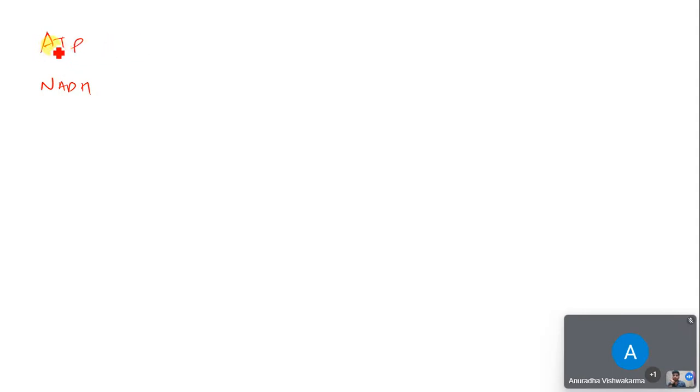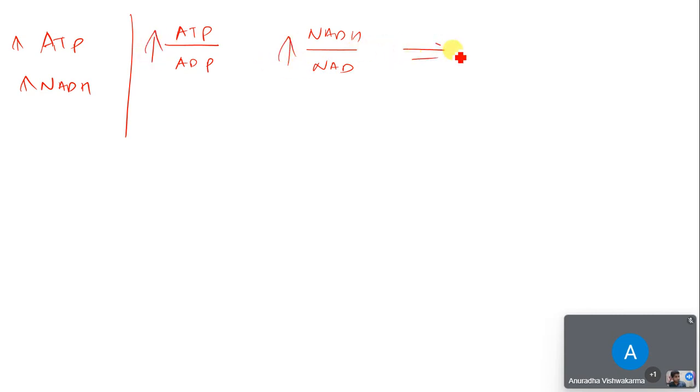So if the cell has a high number of ATP and NADH, does the cell need to perform the Krebs cycle? No, sir. Okay. We usually focus on the ATP by ADP ratio and the NADH by NAD ratio. If this ratio is high, do you think the cell will need to perform the Krebs cycle? No, sir.